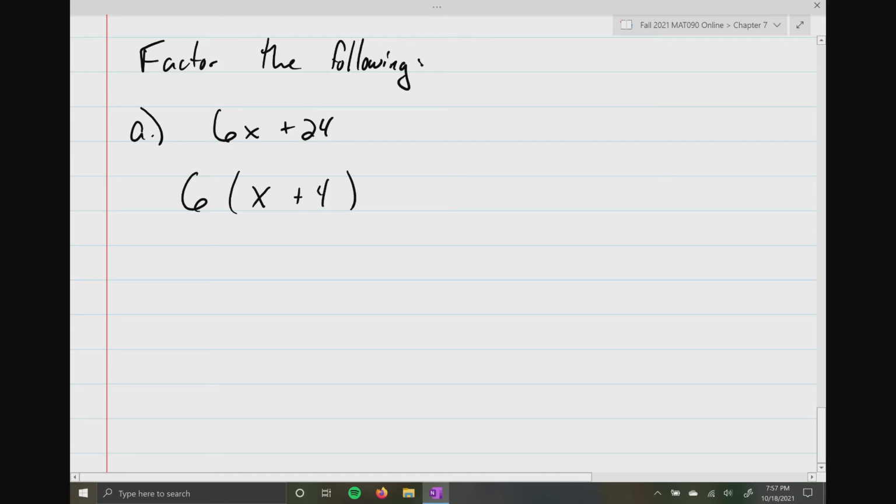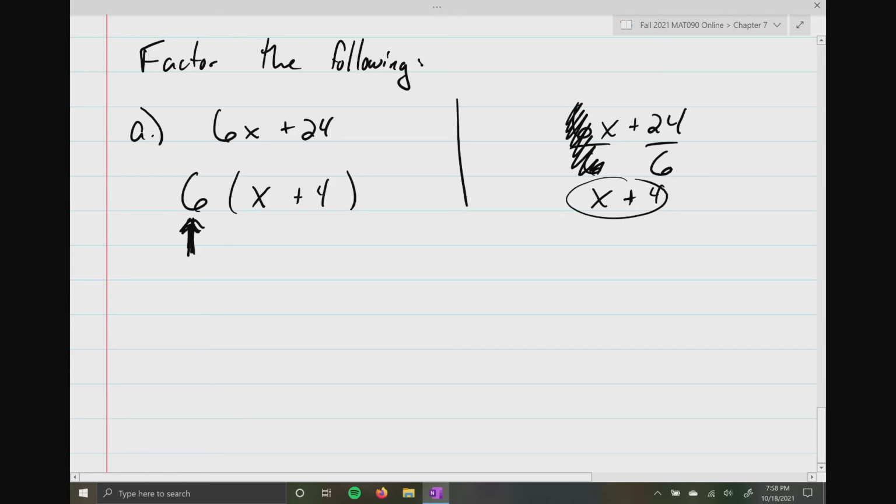And if you're wondering where I got the x plus 4 from, look on the right-hand side of your screen. As soon as you've established that 6, and I'm going to point to it, as soon as you establish that's your GCF, what you're really telling me is you're dividing every single term by the number 6. In the first term, the 6 is reduced, you're left with an x. In the second term, 24 divided by 6 is 4. That is where the x plus 4 came from. Okay? Let's try another one here.